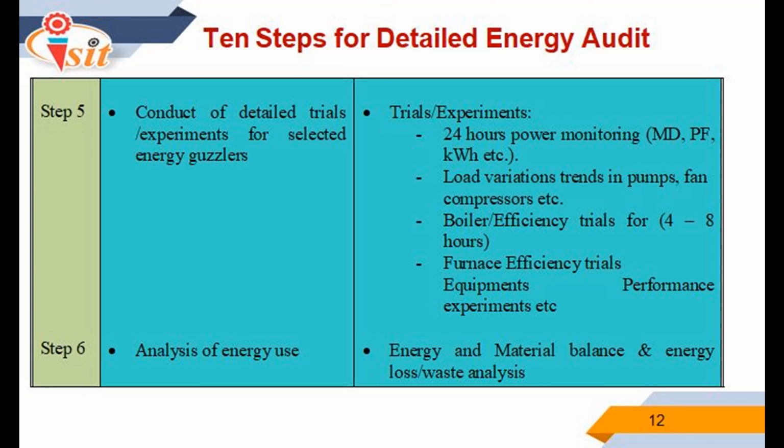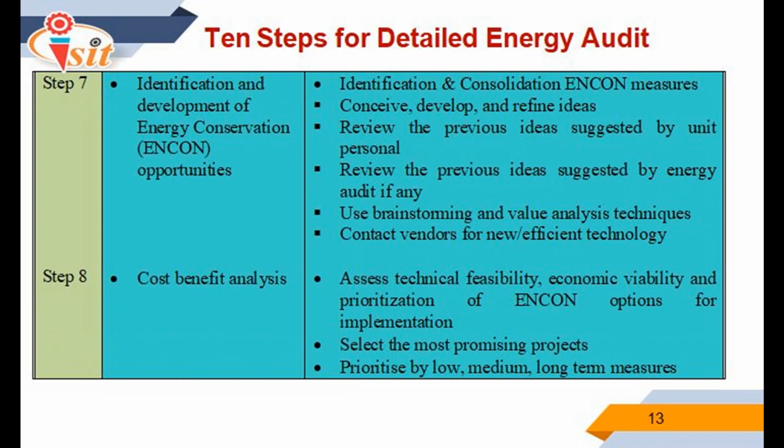In step 6, the analysis of energy use is related with the energy and material balance and energy loss and waste analysis. In step 7, it is related with the identification and development of energy conservation opportunities. The purpose of step 7 is to identify the measures, develop and refine the ideas, review the previous ideas suggested by unit persons, review the previous ideas suggested by energy auditors, use brainstorming and value analysis techniques, and contact vendors for the new technologies.